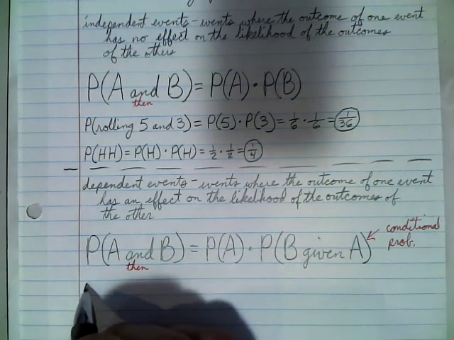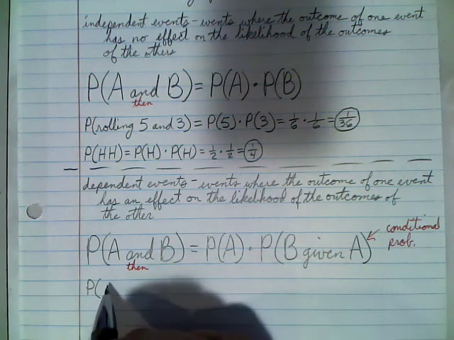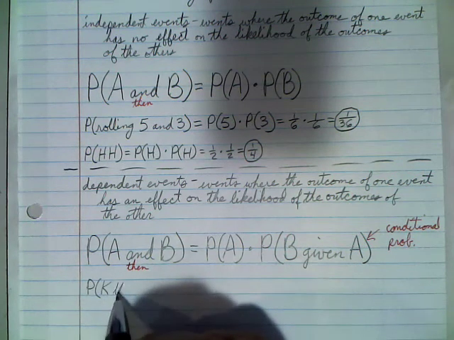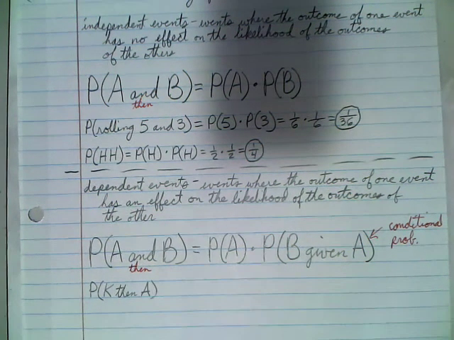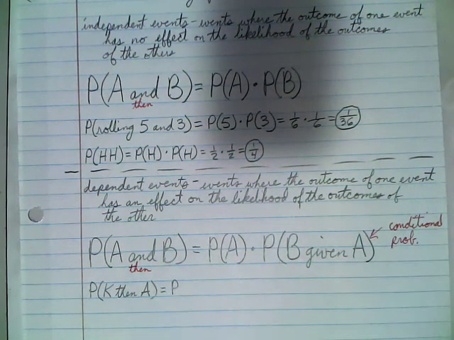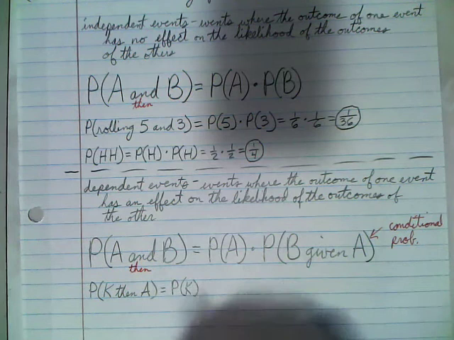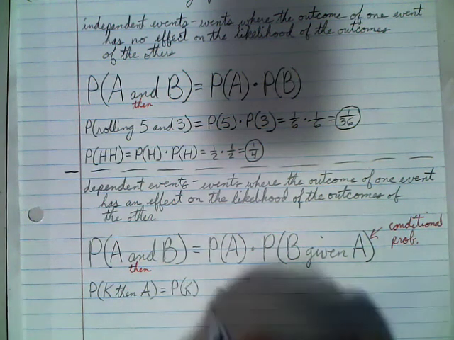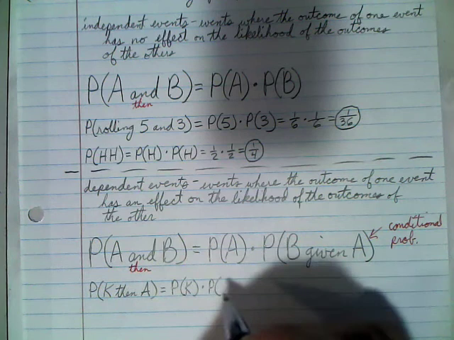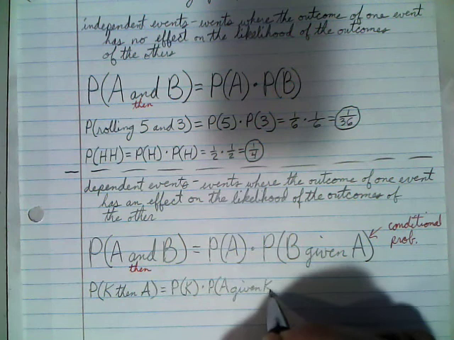So let's say that I want to know the probability in a deck of cards of pulling a king, then an ace. So what's the probability of pulling a king, then an ace? So this will split up into, and we're going to say without replacement so that it's dependent, the probability of pulling my king, that's the first thing, so that probability is not going to change. And then we're going to multiply that by the probability of pulling an ace, given that we've already pulled our king out.